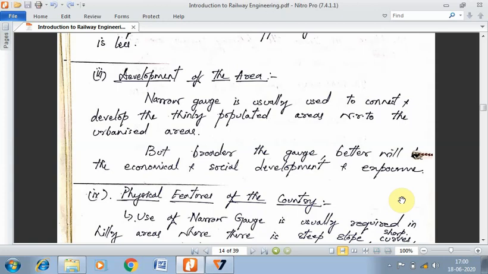So if you want to see development in a region by supplying the raw materials to the industries or by taking the finished goods to other distribution places at a faster pace or in greater quantity, you need bigger wagons with bigger axles, and this again demands a wider gauge. So development is expected to be more if you have a broader gauge system.